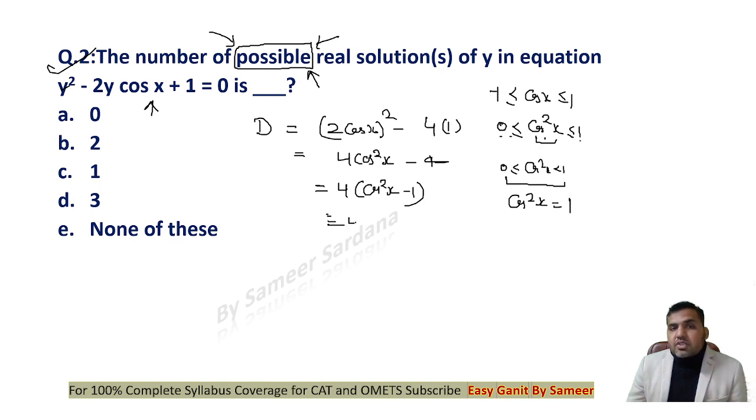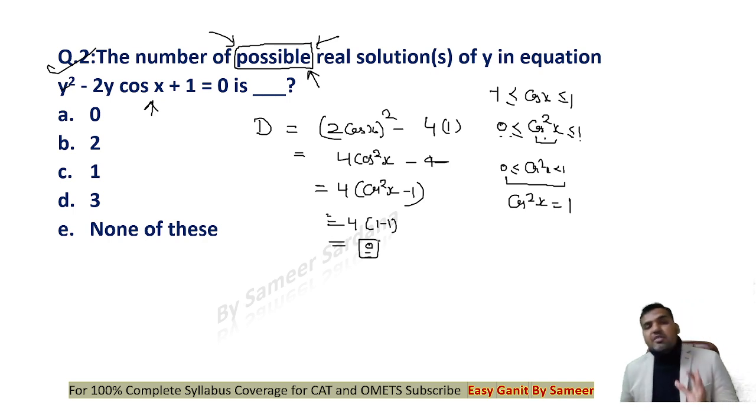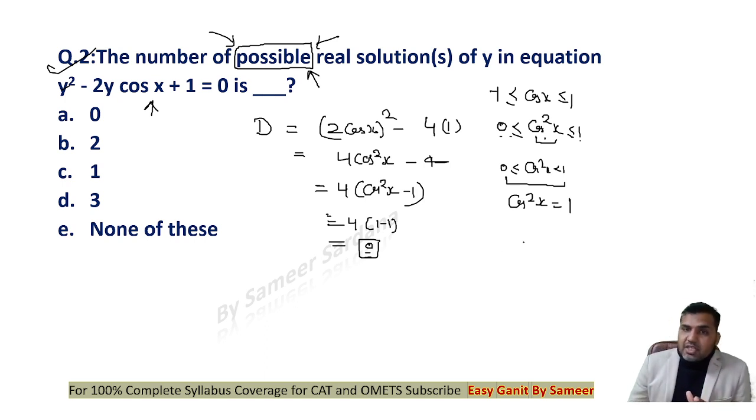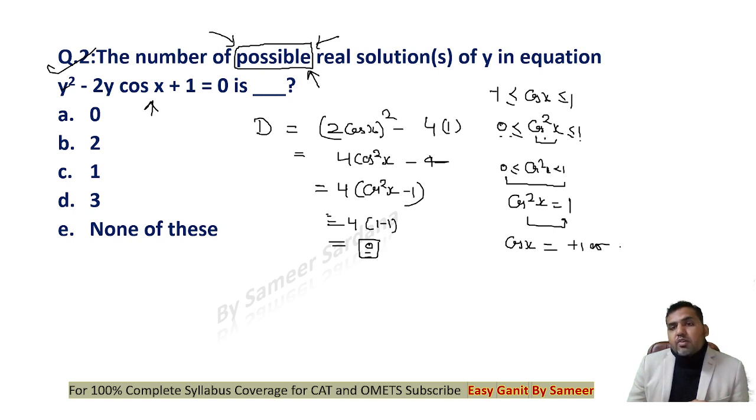If I take cos square x to be equal to 1, 1 minus 1 will become 0. Now the discriminant can be 0. That means there can be real roots. Now if the real roots are there, I need to take the value of cos x to be 1. In that case, I need to take the value of cos x to be plus 1 or minus 1.